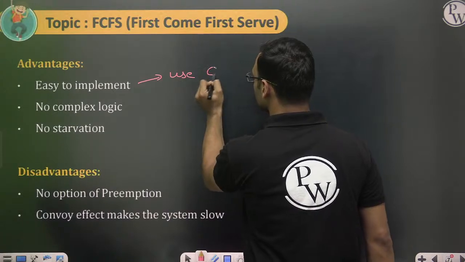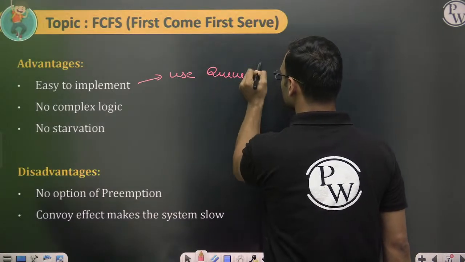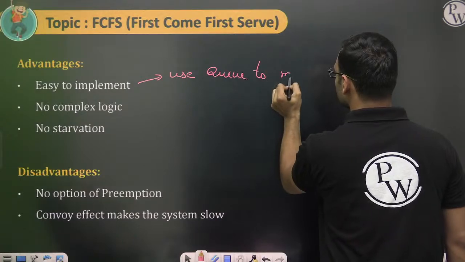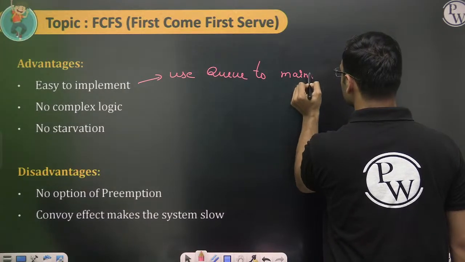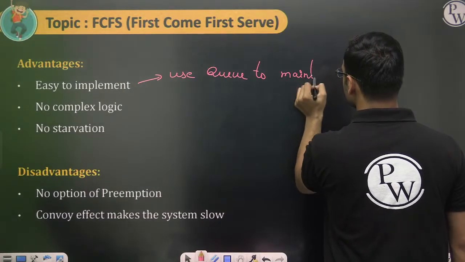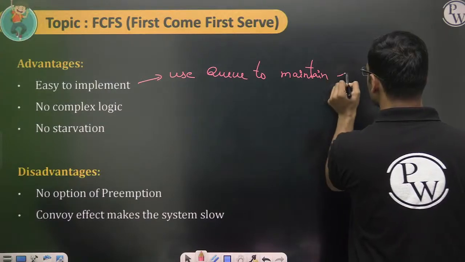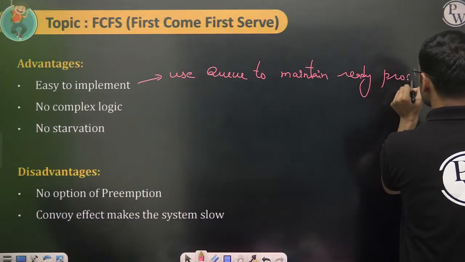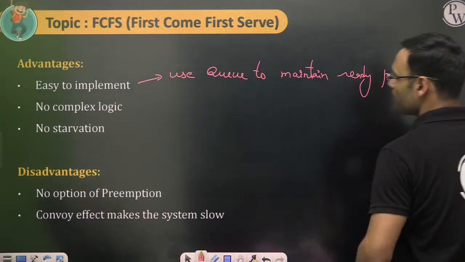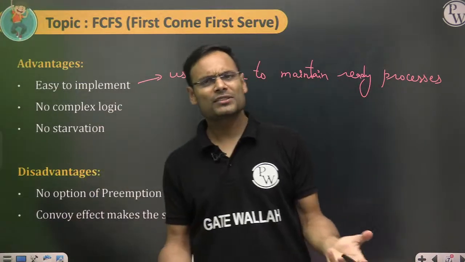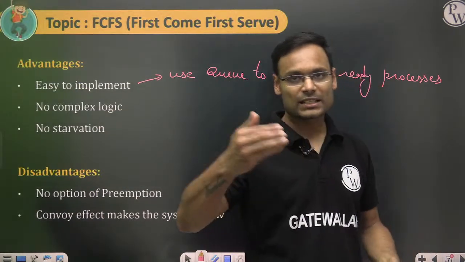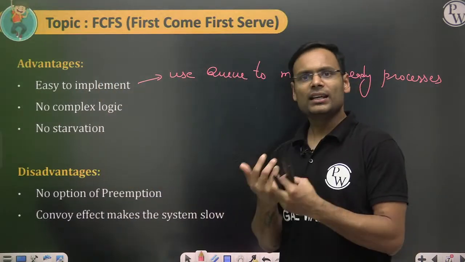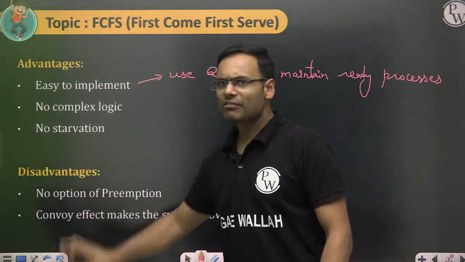Use a queue to maintain ready processes. Okay, great. No complex logic. Whichever process is coming first, we will add it in the queue, and no logic is required. Starvation is not there.